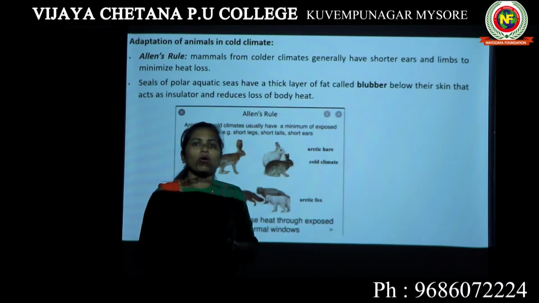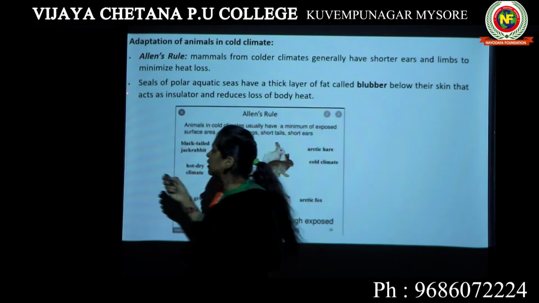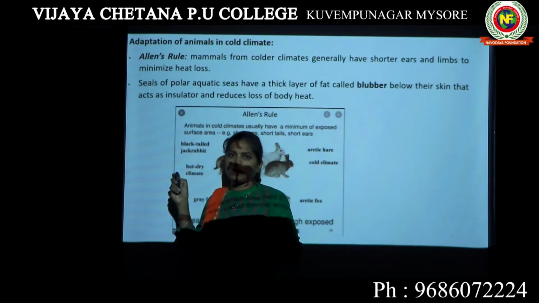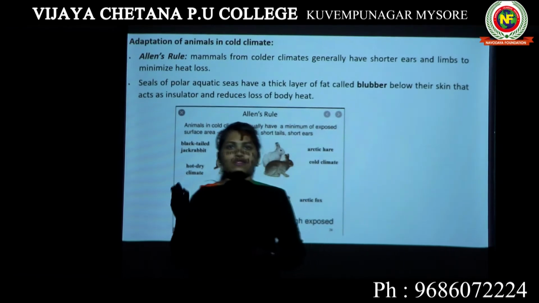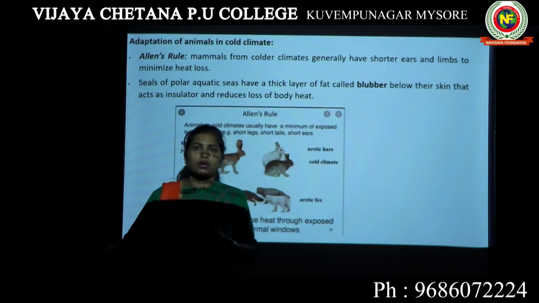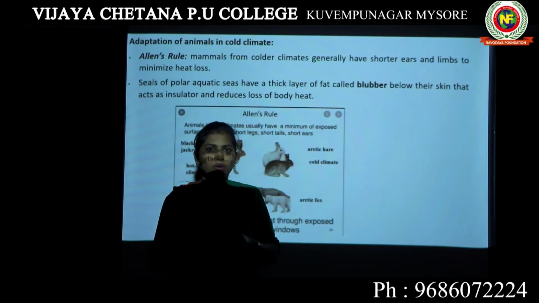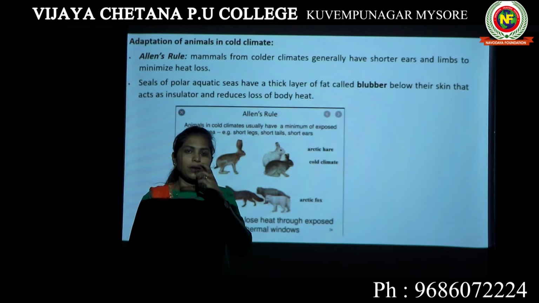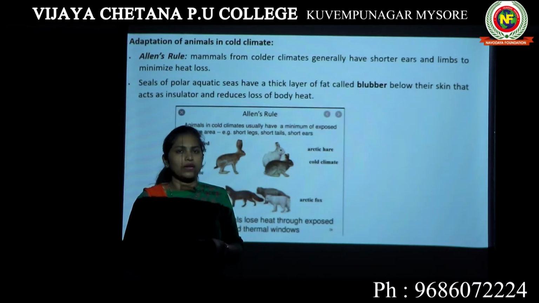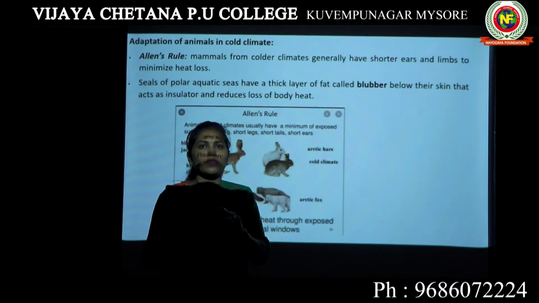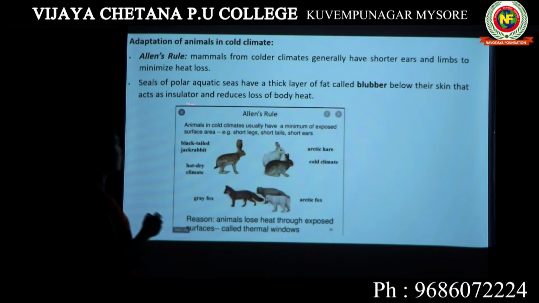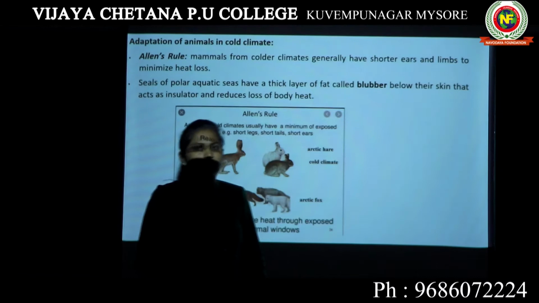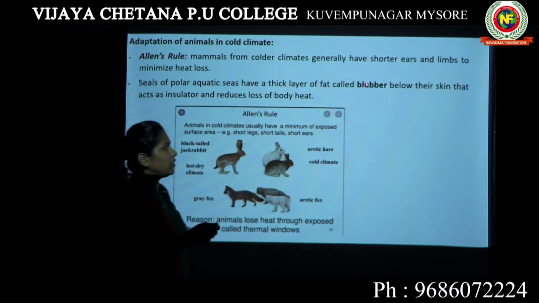That means it prevents the body heat of the seals from escaping so that they do not freeze in the colder sea. They live in very cold sea, and when the outer water is very cold, in order to prevent the body from freezing, they have a layer of fat just under their skin, known as blubber. Blubber acts as an insulator. It does not allow the body heat to escape from the body surface. So they have a layer of fat called blubber, which reduces loss of body heat.